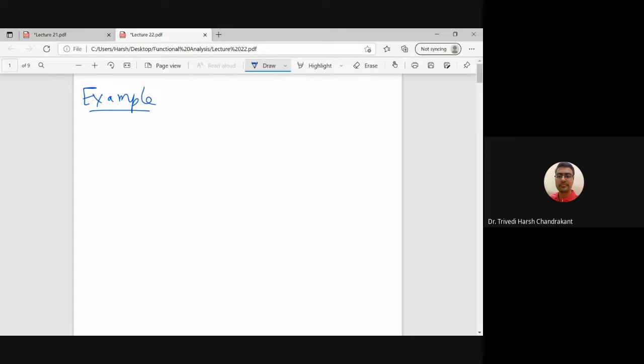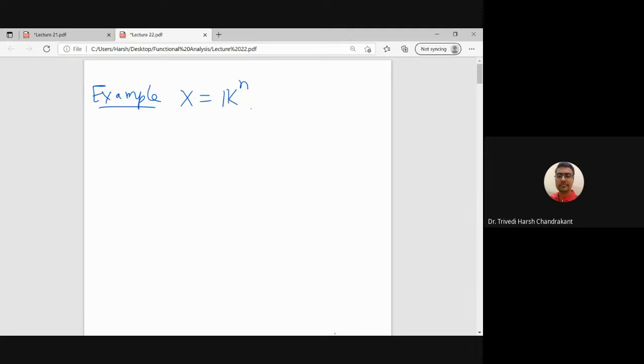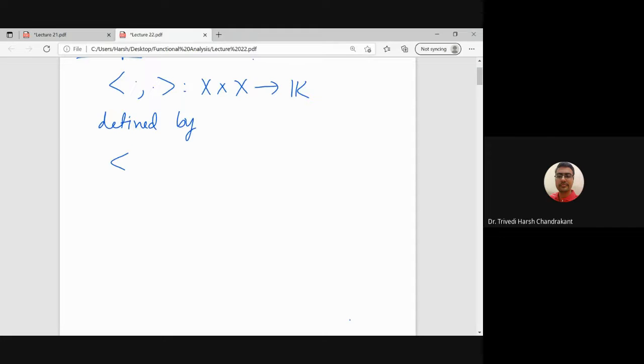So if we have the vector space that is Kn, we know that it is a vector space with respect to coordinatewise addition and coordinatewise scalar multiplication. So on this vector space we need to define the function. So inner product is a function from X cross X to K defined by, so we are defining this inner product of two vectors.